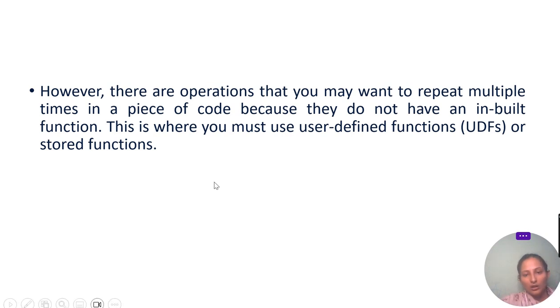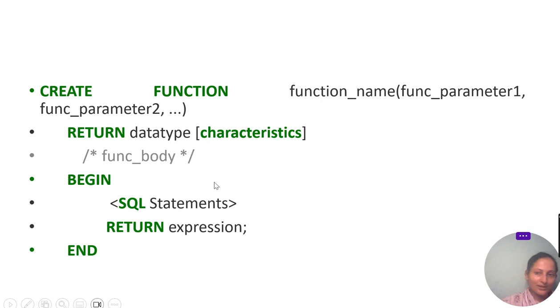Let's understand the syntax of the function. First thing I want to tell you, create function is a DDL command, a data definition language statement. This is how the syntax looks. First, the keyword create function. Then the function name. Within brackets, you specify function parameters, which may be 1, 2 up to n. After that, we specify the return data type, and we specify the characteristics.